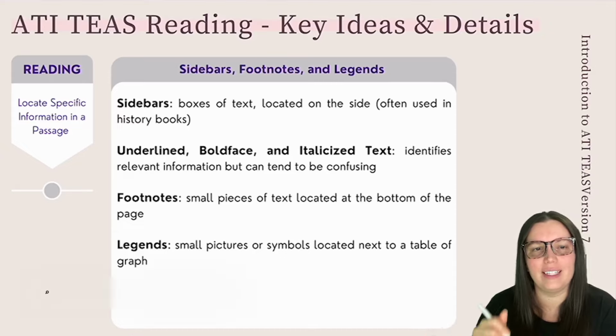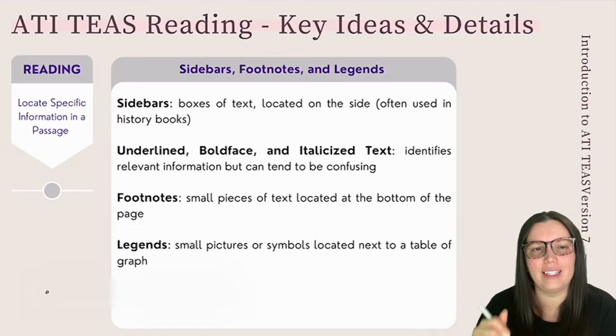Footnotes are small pieces of text located at the bottom of the page and provide more in-depth details about a topic. Footnotes typically include numbers and some kind of superscript. And then lastly, legends. Legends are small pictures or symbols that are located next to a table or a graph. These help explain what the table and graph is about, and it helps reduce the clutter. Typically, you will see legends on map interpretations.